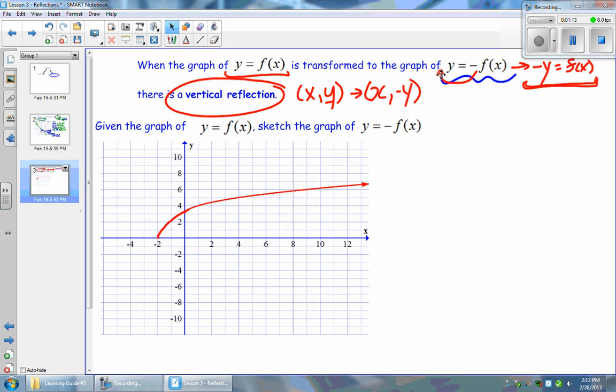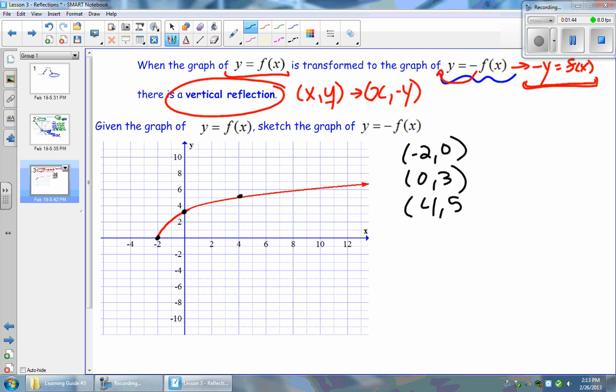We are going to perform a vertical reflection on this given graph down here. To perform any type of transformation, what you want to do is pick 3 or 4 points to help you sketch the transformed graph. I'm going to pick this point right here, which is at negative 2 comma 0. I'll pick this point right there, so that's about 0 comma 3. Let's pick another point, 4 comma 5. And just so we have a really nice graph, let's pick a fourth point, right there, 9 comma 6.